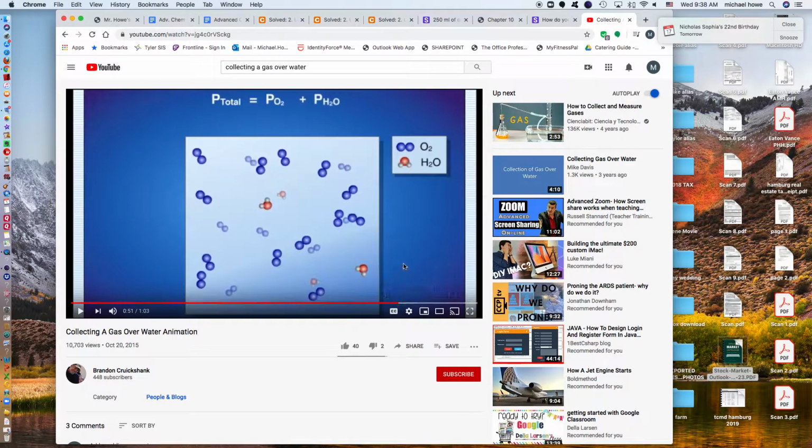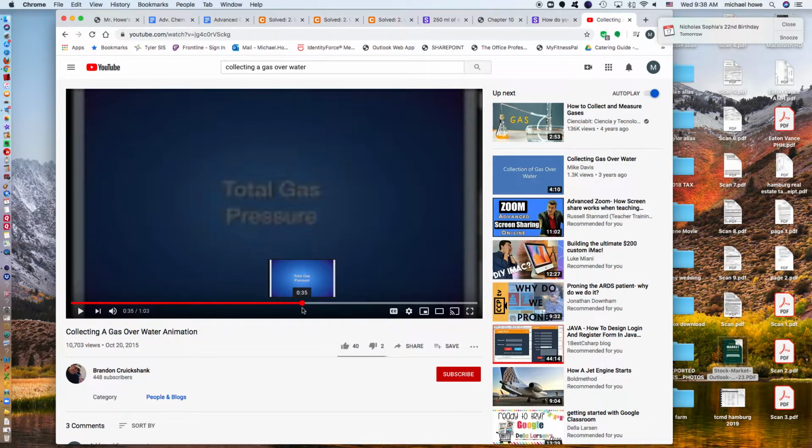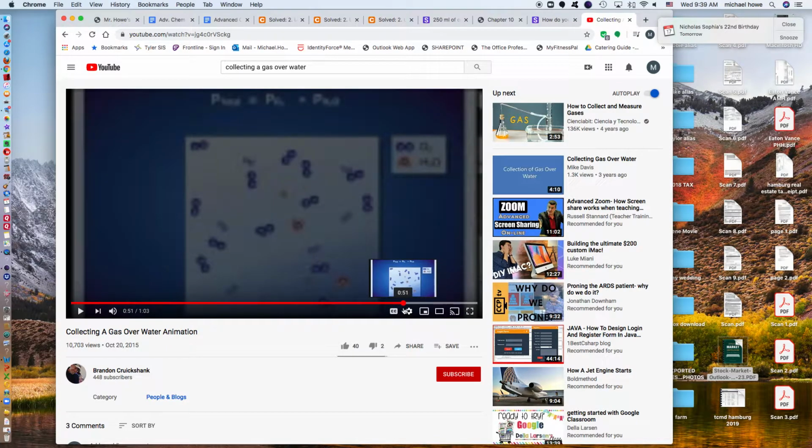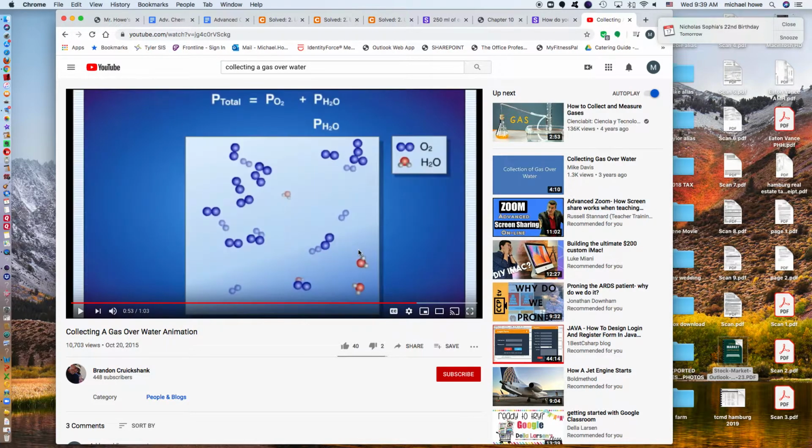Now, if you wanted to know the pressure of the oxygen, you would need to take the total pressure, which you could get experimentally. You just adjust the cylinder so that the water level inside the cylinder and the water level outside the cylinder are the same. Then you can assume that the pressure inside the cylinder is the same as the pressure outside. So you know the total pressure, and you know the pressure of the water because you can look it up on a table. Then you subtract that from the total, and it gives you the pressure of the oxygen.